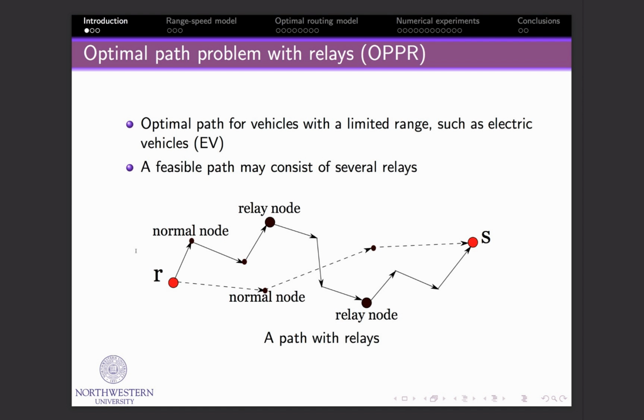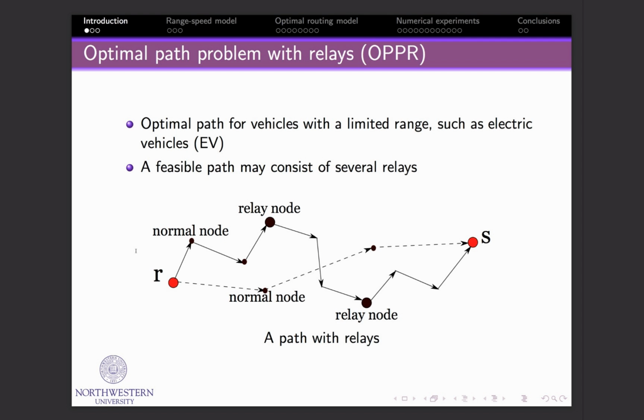But for vehicles with limited range, if the trip distance is too long, they may have a risk of running out of fuel en route. So they may have to go through a few relay nodes to refuel. And then through a sequence of relay nodes, they can eventually go to the destination. Here is a difference between the traditional gasoline vehicles and the vehicles with limited range.